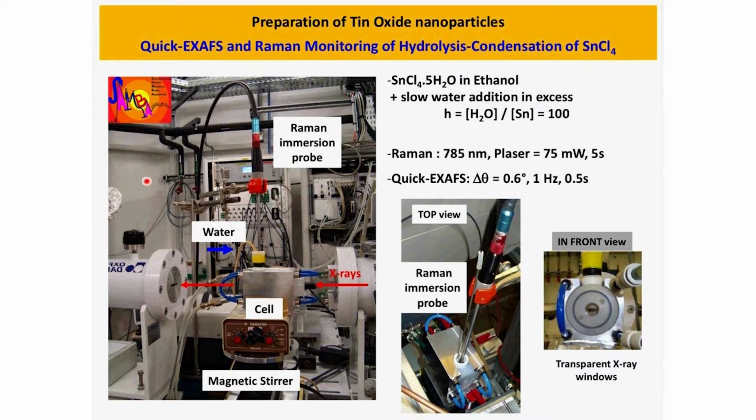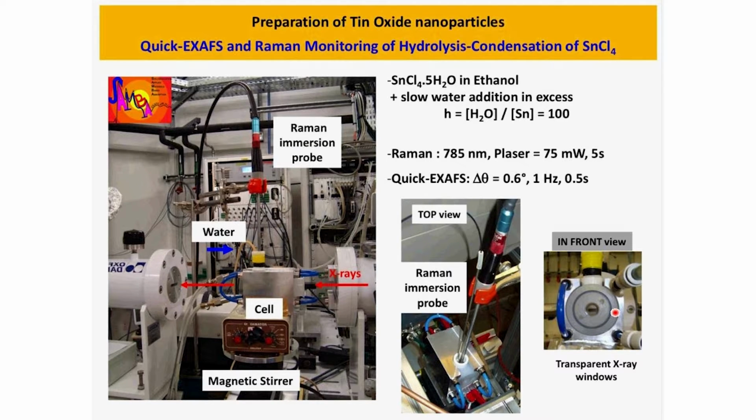So here you have the setup used for the in-situ monitoring of the hydrolysis of the solution and subsequent aging. And you can see here that the Raman spectra were collected using this Raman immersion probe, which is in direct contact with the solution through a special aperture here at the top of the cell. The data for the X-ray absorption spectroscopy were obtained using the same cell, of course, in transmission mode. That means that we let the X-rays pass through the cell using X-ray transparent windows.